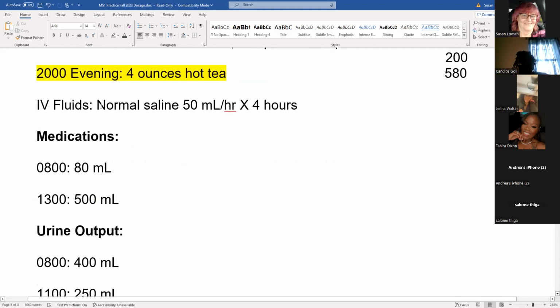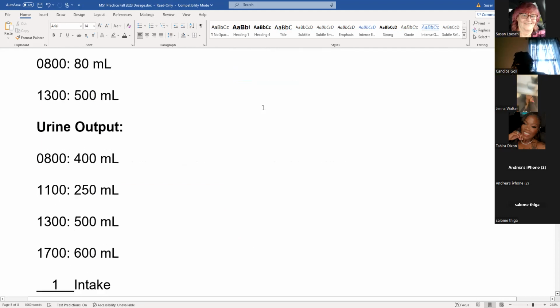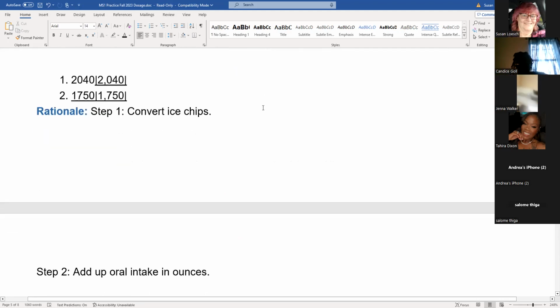Make sure you look at your IV fluids, that you calculate the number of hours that it went. Yep, because that's what got me the last time.